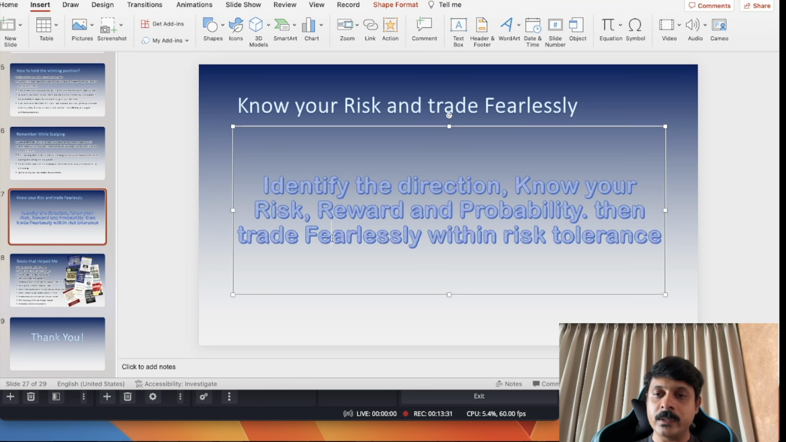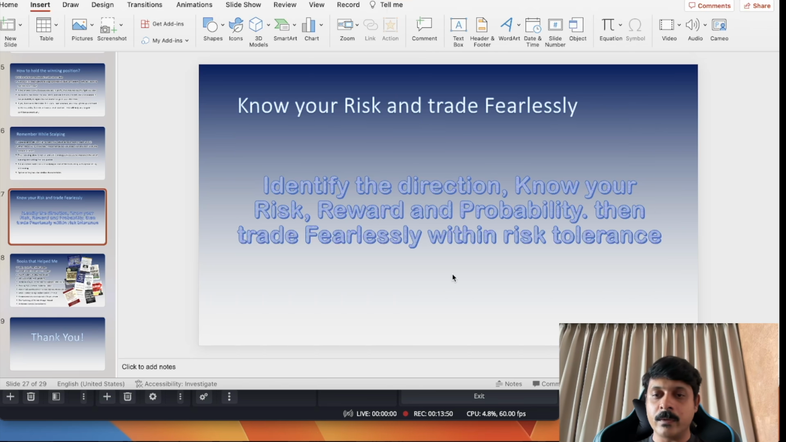But for trading fearlessly, you can't simply go and trade fearlessly. You need to know the probability, you need to know the risk, you need to know the reward, and you need to know how much you are risking and if that risk is within tolerance. And you need to know the direction, or at least estimate the direction. All of these are a part of trading fearlessly. So trading fearlessly is just one phrase, but behind that you need to consider all of these to become a fearless trader.